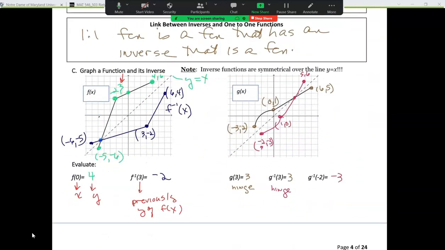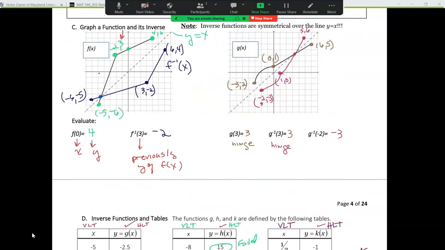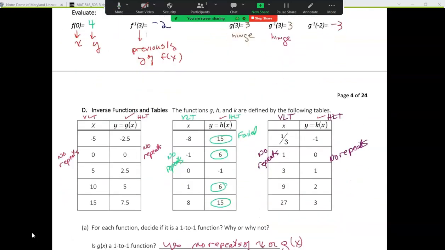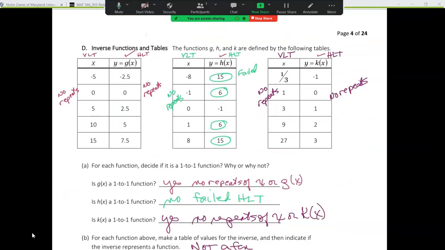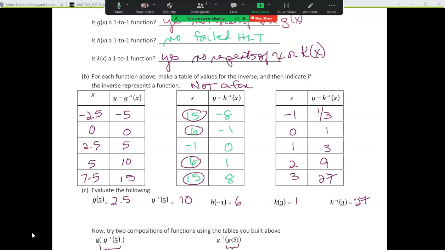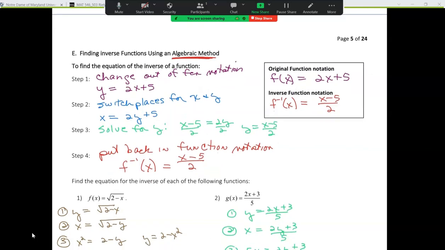You have to be able to draw an inverse given the original function, and knowing it flips over the line y equals x, and knowing that you're going to reverse your coordinate pairs. You have to be able to evaluate any function I give you. You need to be able to look at tables and know whether you have vertical line test passage and horizontal line test passage. You need both to have it be one-to-one. If I give you the original functions, you have to be able to give me the table of the inverse and evaluate that as well.